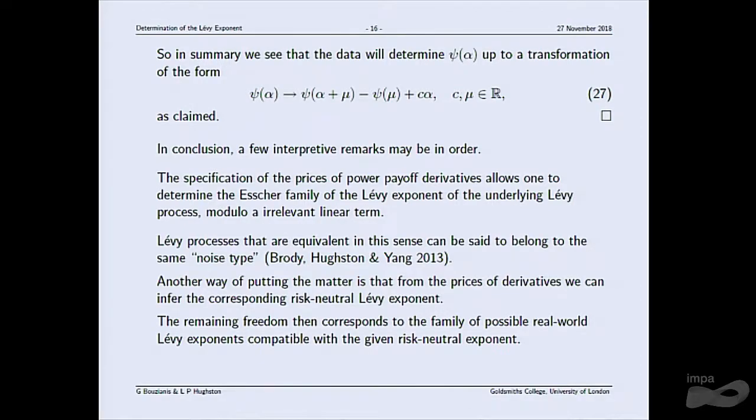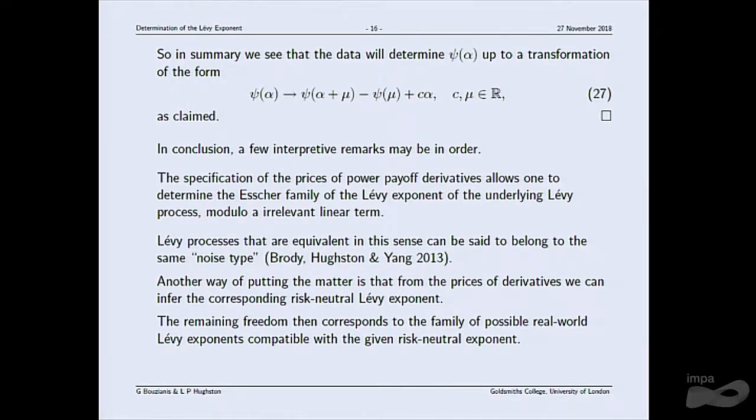So let me just finish off by making a few interpretive remarks. What is this freedom that appears here? Well, it can be looked at in several different ways. This is precisely the freedom that one has in a so-called Esscher transformation. So we can say that the family of derivative prices, in this case power payoff claims, allows one to determine the Esscher family of the Levy exponent for the underlying Levy process driving the model, modulo an irrelevant linear term.